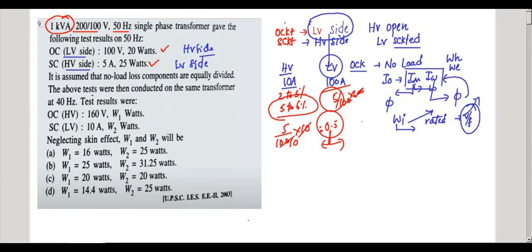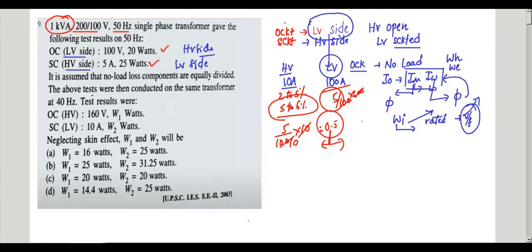So, I want to conduct the open circuit test. I place the meters and all the equipment on the LV side, and open the HV side. For the short circuit test, high current is needed. High current will be on the LV side. If I short that winding, I get high current. So I short circuit the LV winding, and place the meters on the LV side.